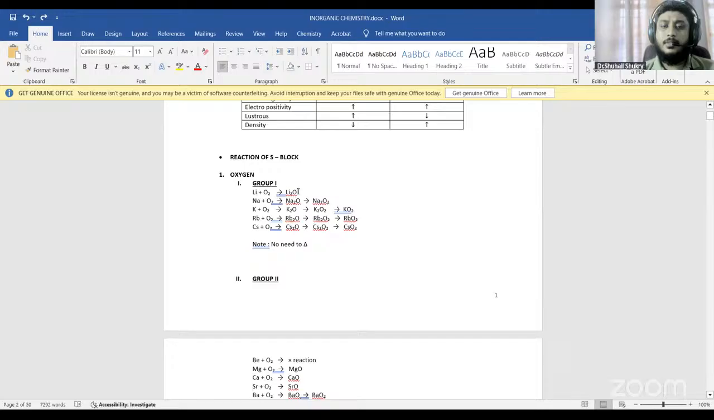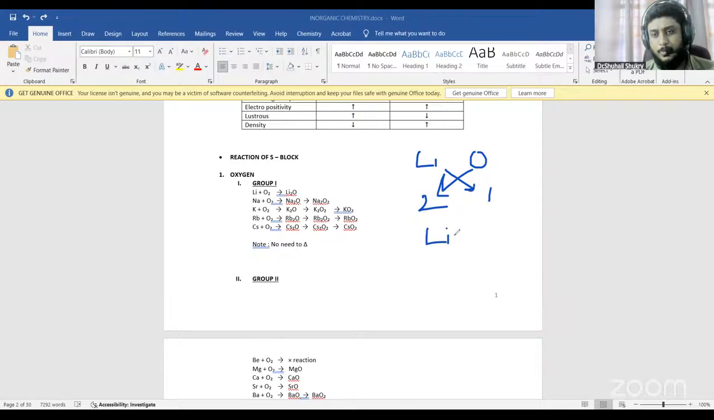When group 1 elements react with oxygen, you can see lithium and oxygen will produce lithium oxide. Sodium and oxygen will produce sodium oxide, potassium and oxygen, potassium oxide, rubidium and oxygen, rubidium oxide, cesium and oxygen, cesium oxide. You know how to write this, right? Why have we written Li2O? Because from O level, lithium's valency is 1 and oxygen's valency is 2; when you put oxygen's valency on this side, we write Li2. Now you should know how to write these things.